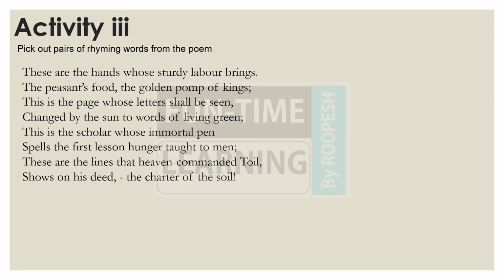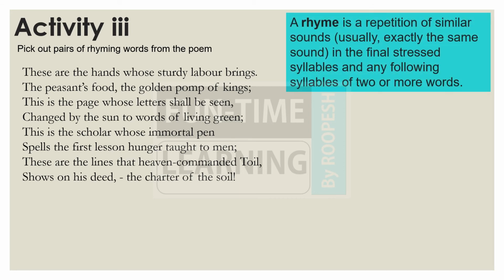Activity 3. It's all about finding rhyming words from the poem. A rhyme. What is a rhyme? മലയാളത്തിൽ അതിനെ പ്രാസം എന്നൊക്കെ വിളിക്കും. A rhyme is a repetition of similar sounds, usually exactly the same sound in the final stressed syllables and any following syllables of two or more words. ഒരുപോലെ തോന്നിക്കുന്ന രണ്ട് വാക്കുകൾ, ഒരുപോലെ ശബ്ദം പുറപ്പെടുവിക്കുന്ന രണ്ട് വാക്കുകൾ.